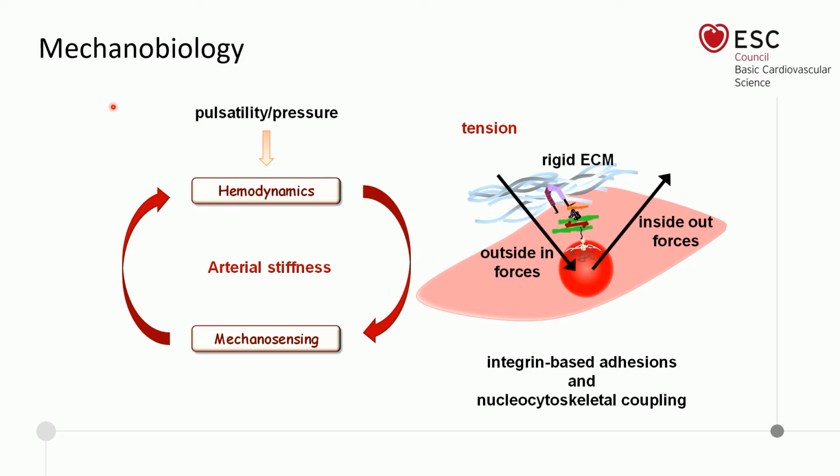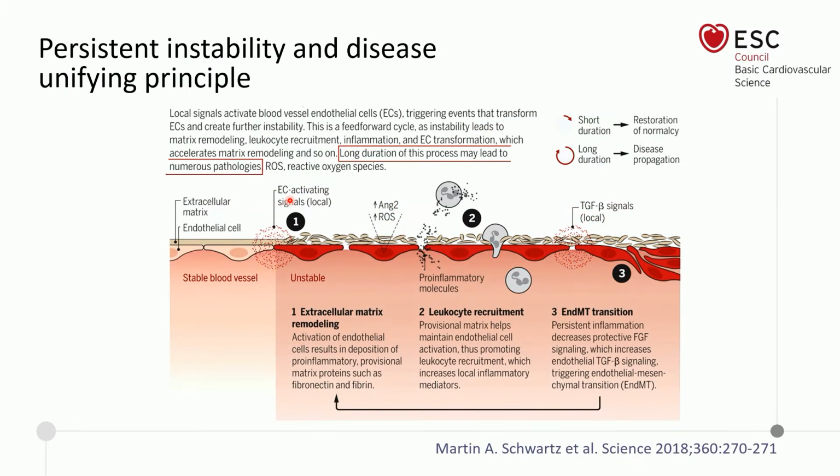There is a connection in terms of mechanobiology, which is the main feature of arterial remodeling, between hemodynamics, mechanosensing, and epigenetics. Arterial stiffness is just a marker of these interactions, and we need to consider integrin-based adhesions and nucleocytoskeletal coupling. And I would like to finish with this slide.